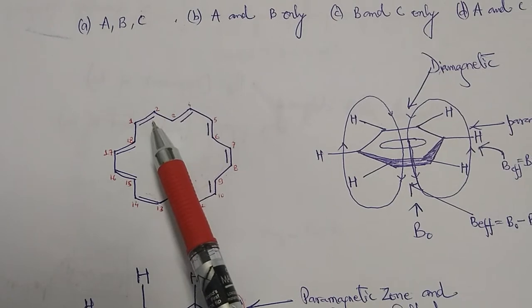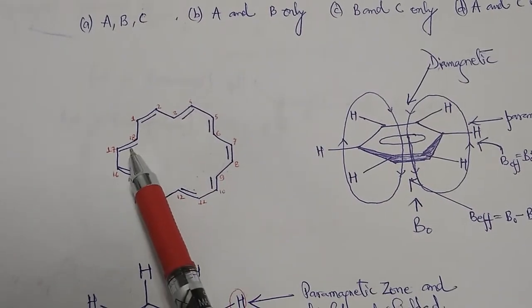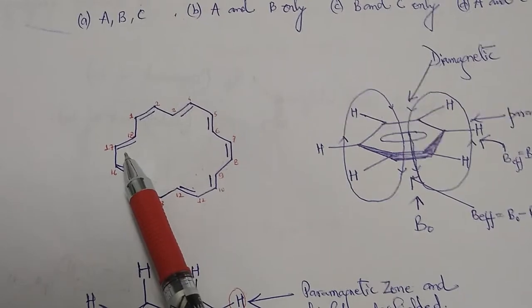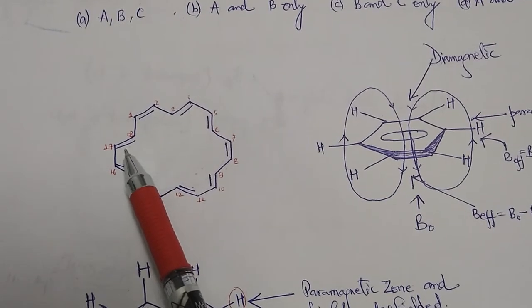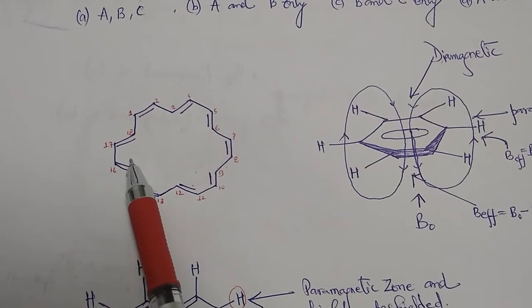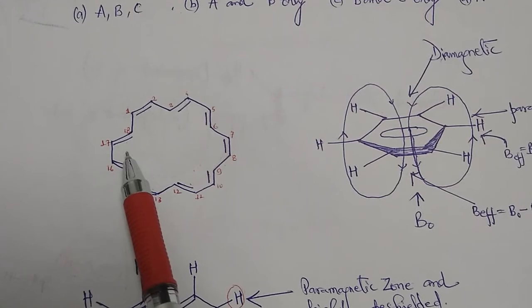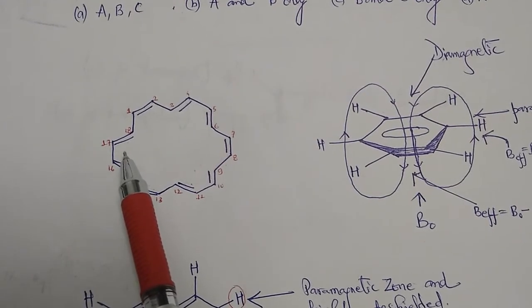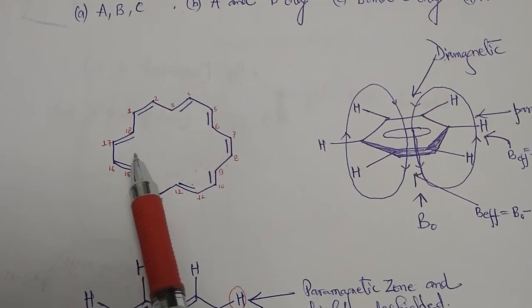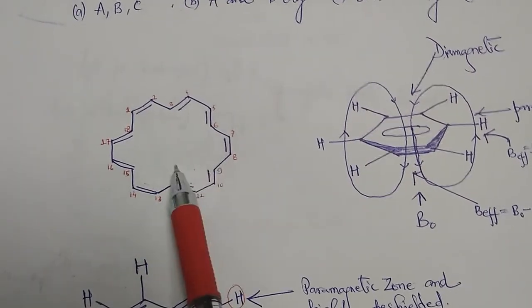If we consider the double bonds here, 1, 2, 3, 4, 5, 6, 7, 8, 9, there are 9 double bonds, which contribute 18 pi electrons. That follows the 4n plus 2 pi electron Huckel's rule, which results in this [18]annulene being aromatic.